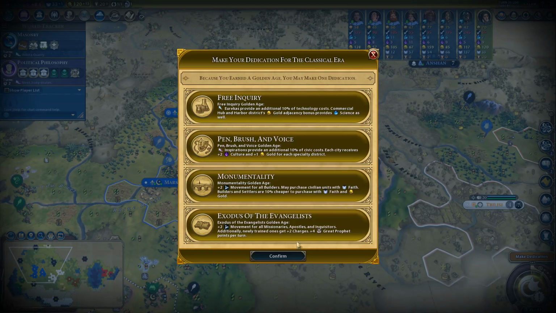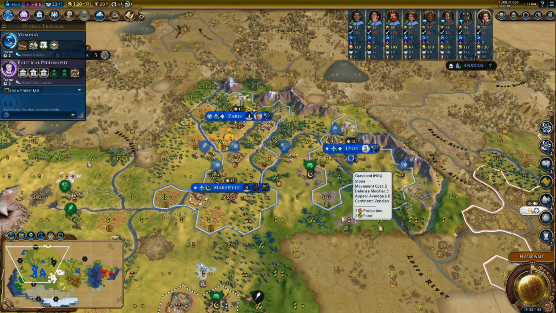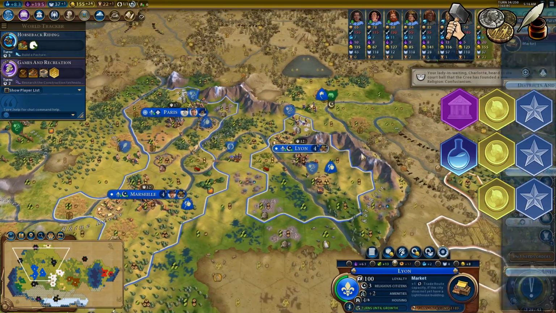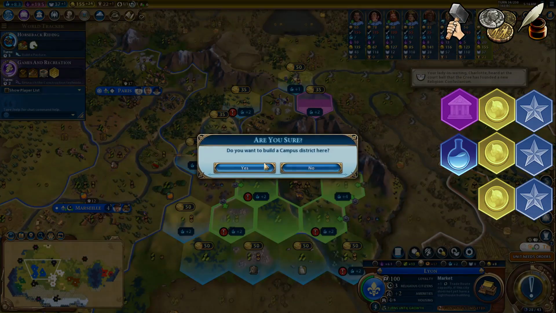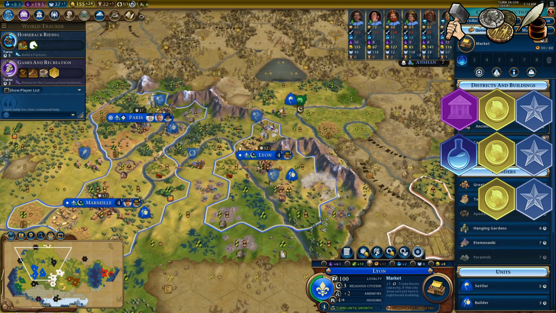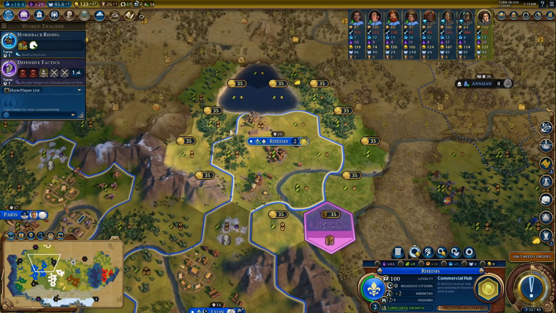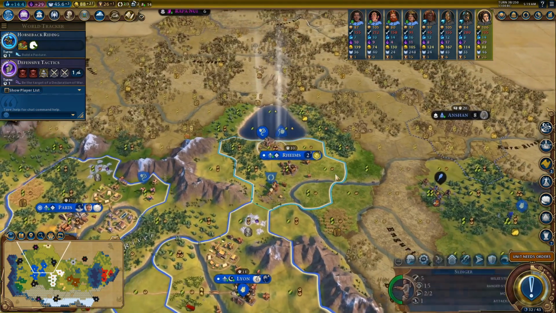By turn 31 I had 4 completed districts. And of course, with the Penbrush and Voice dedication, it's an amazing result. Once Lyon got 4 pops, I'm replacing the discounted campus. It could be finished right away, but I want to have extra traders as soon as possible. After construction is finished, it's a good idea to build a few more settlers.